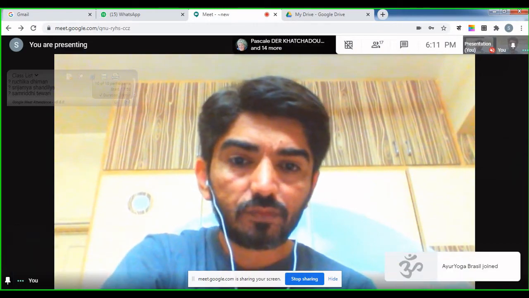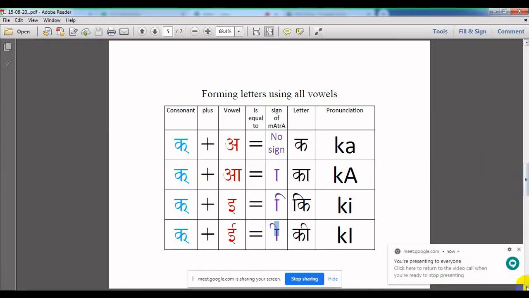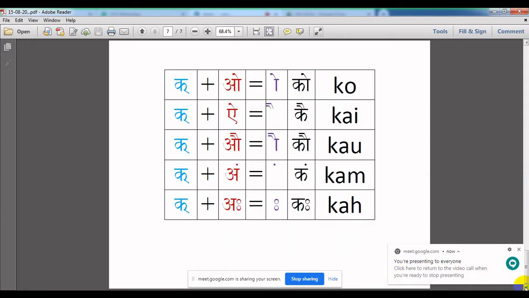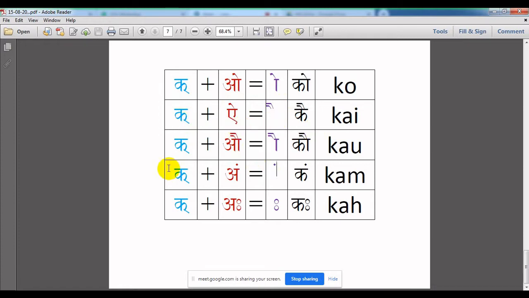Now what I wanted to say is that like this you can see ka plus u, ku; ka plus long u, ku; ka plus ru, kru; ka plus long ru, kru; then ka plus lru, klru; ka plus e, ke; and the last few vowels you can check in this table. Ka plus o, ko; ka plus ai, kai; ka plus au, kau; ka plus am, kam; and half ka plus ah, kah. So these are the letter formations by using vowels.